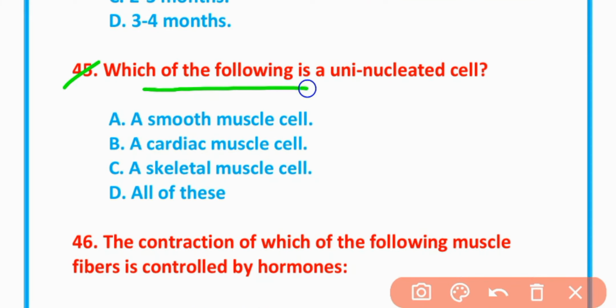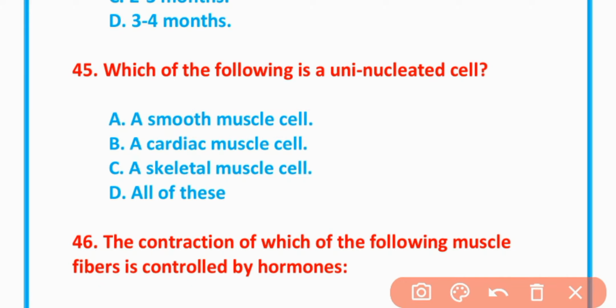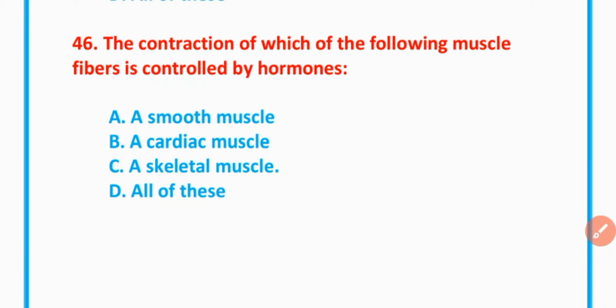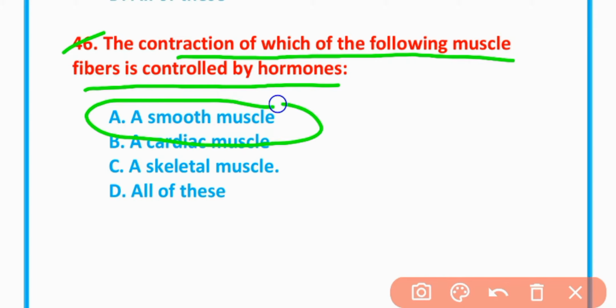Which of the following is a uninucleated cell? A smooth muscle cell. Option A is correct. MCQ number 46. Contraction of which of the following muscle fibers is controlled by hormones? Smooth muscles. Option A is correct.